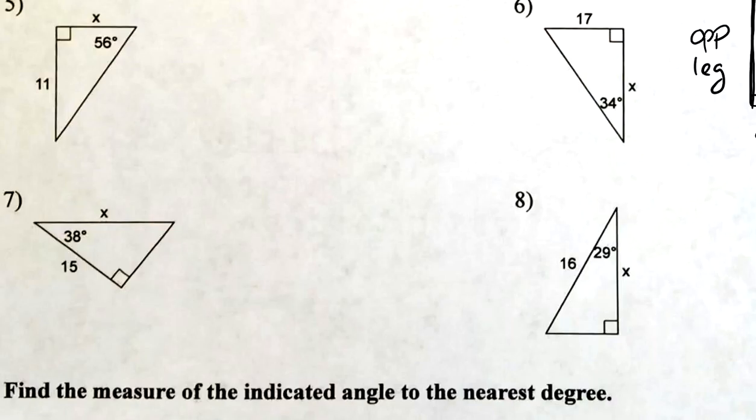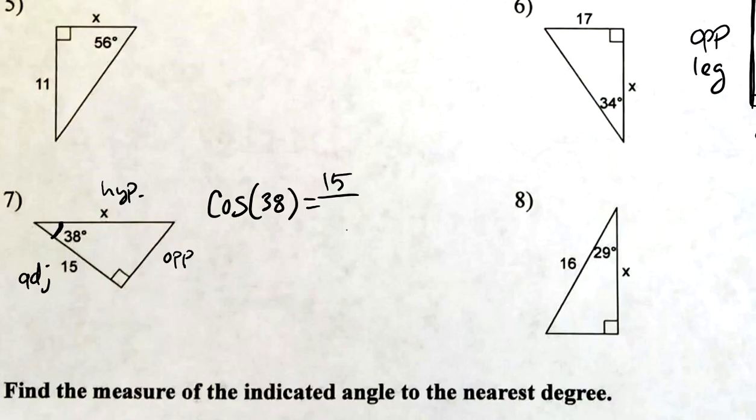But if we look at number 7, this is my angle. And from this angle, I can see across from it is the opposite leg. This is the adjacent leg. And right here, across from the right angle, is the hypotenuse. I have information about the adjacent leg, and I'm asked to find the hypotenuse. So I'm definitely going to use my cosine ratio. So the cosine of that 38-degree angle is equal to the adjacent leg, 15, divided by the hypotenuse, x.